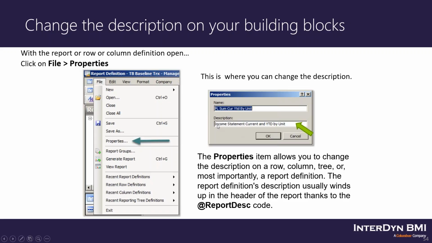Now you might be thinking, what does it matter what this description is, because I don't see it anyway. A lot of times you want to use report description as part of your report header, and this is where it pulls the description from. So if you're using this @report description auto text in your report header and you need to change this, you can go up to File, Properties, and do that.